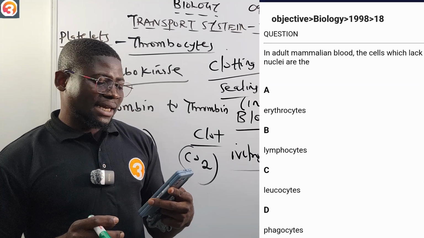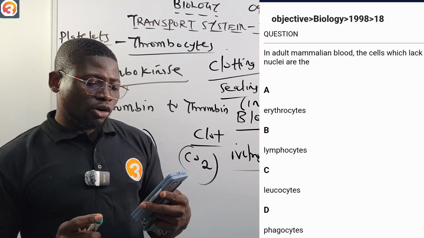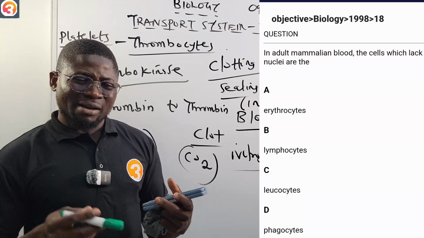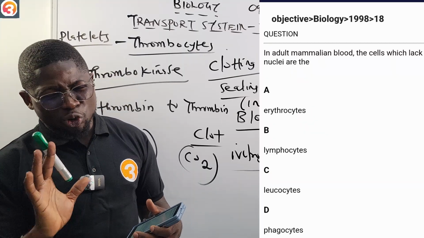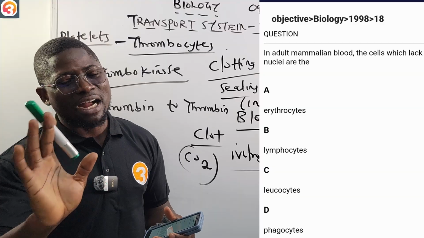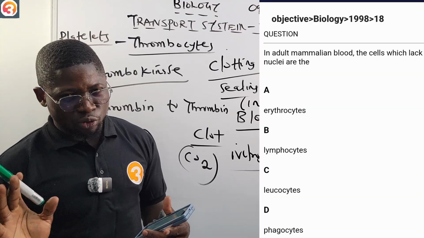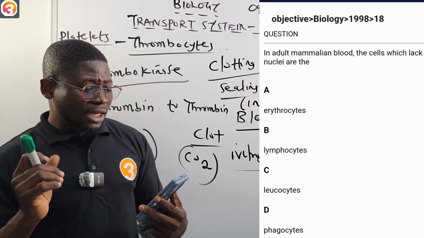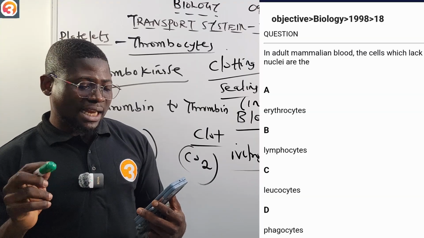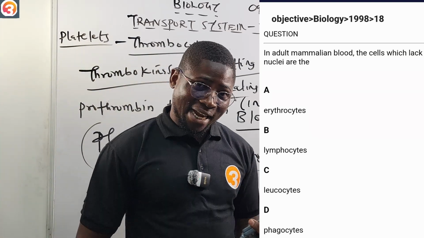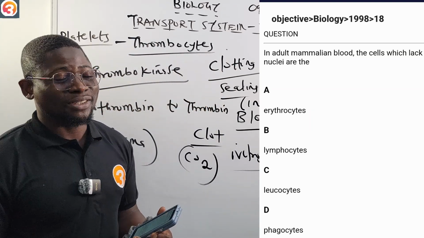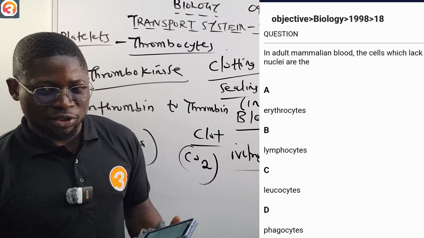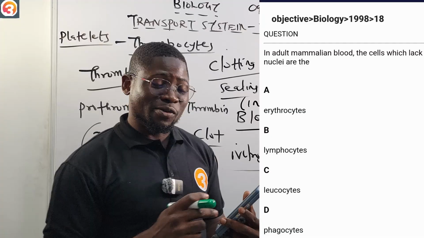Now 1998 number 18 says, in adult mammalian blood, the cells which lack nuclei. We have said it, very obviously, that the red blood cells do not have a nucleus. The white blood cells are nucleated. So in adult mammalian blood, the cells which lack nucleus are the erythrocytes. Later you say JAMB do not repeat past questions. That's a repeat because they are talking about the red blood cells again. So if you know everything about the red blood cells, there's no way JAMB will catch you.